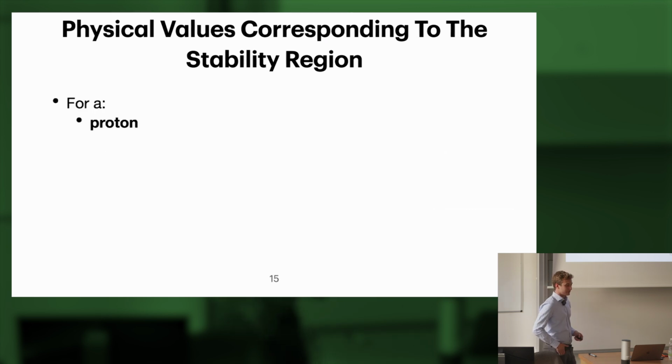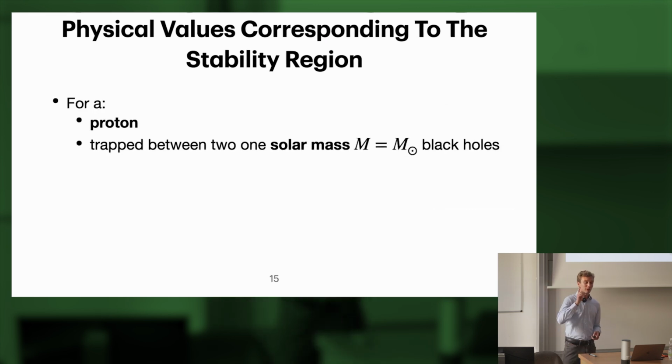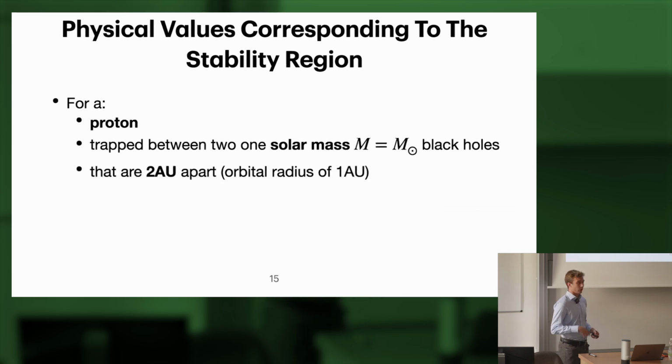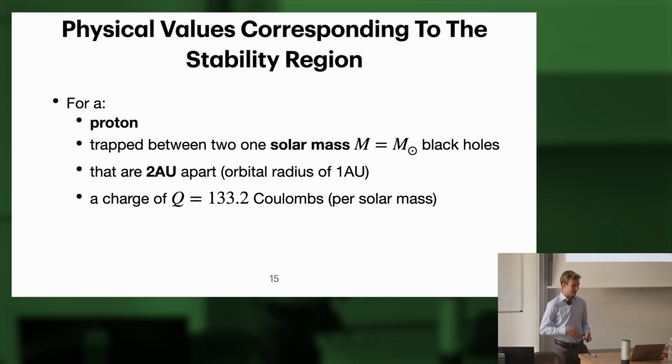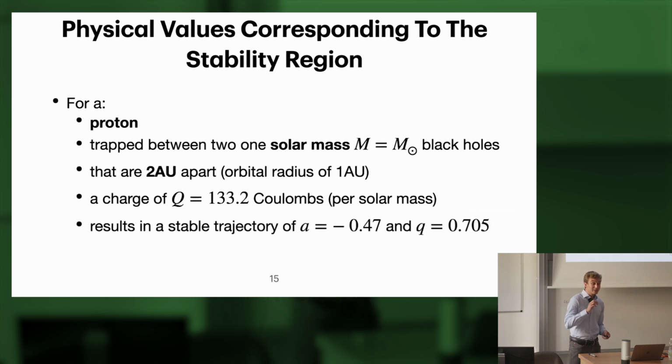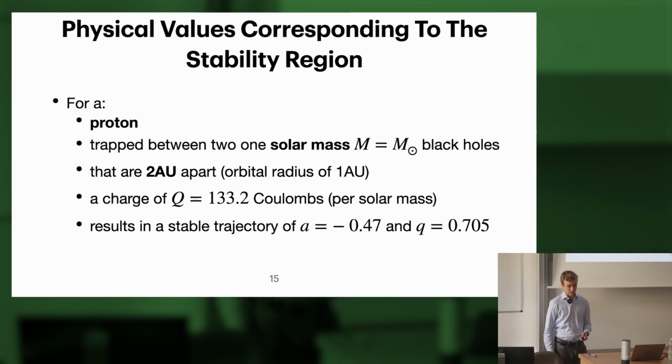So for a proton that is trapped between two 1 solar mass black holes that are 2 AU apart, or have an orbital radius of 1 astronomical unit, and a black hole charge of 133.2 coulombs per solar mass, this results in a stable trajectory of A equal to -0.47 and Q equal to 7.705.